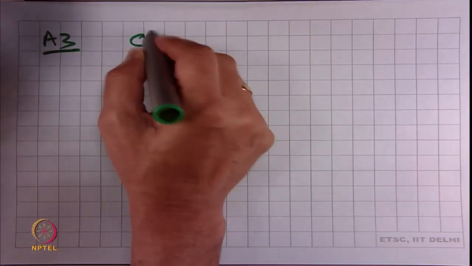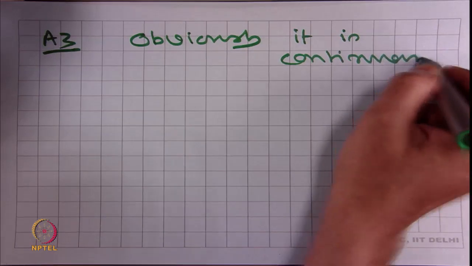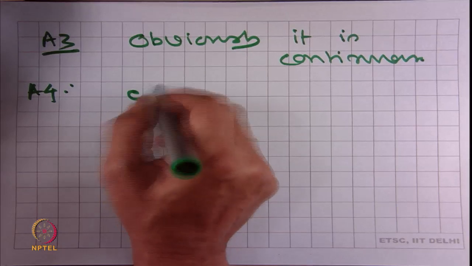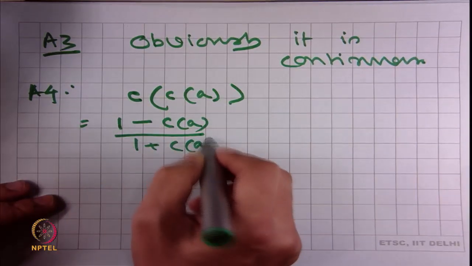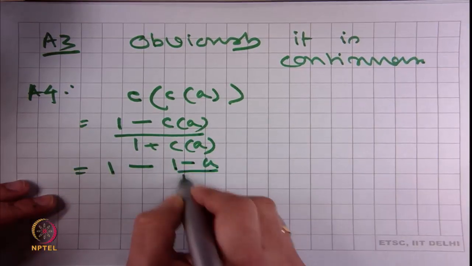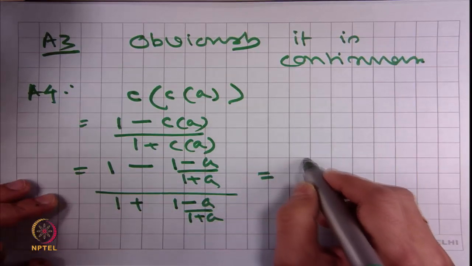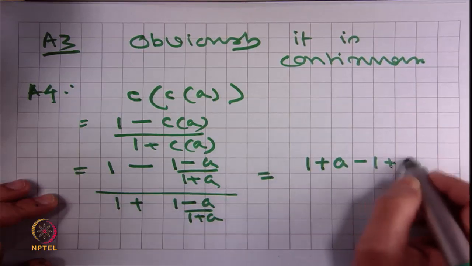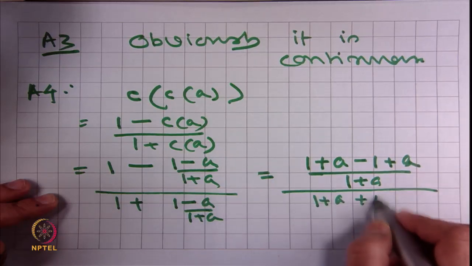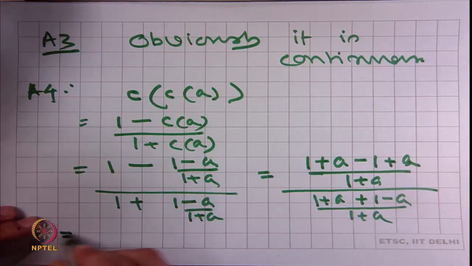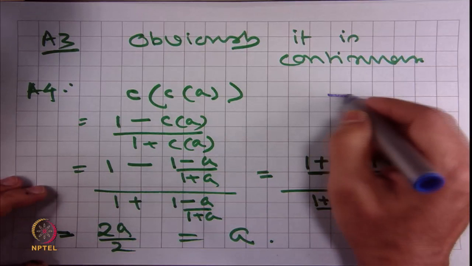Axiom 3, obviously it is continuous. Axiom 4, C of C of A is equal to 1 minus C of A upon 1 plus C of A, which is 1 minus (1 minus A upon 1 plus A) upon 1 plus (1 minus A upon 1 plus A), which is equal to (1 plus A minus 1 plus A) upon (1 plus A plus 1 minus A), which is 2A upon 2, which is equal to A. Therefore, it follows involution also.